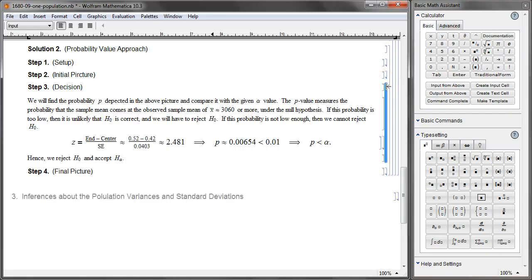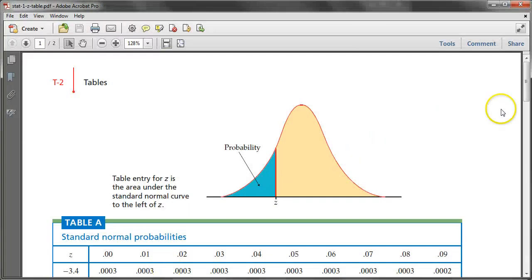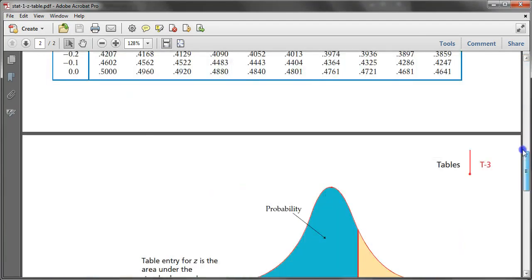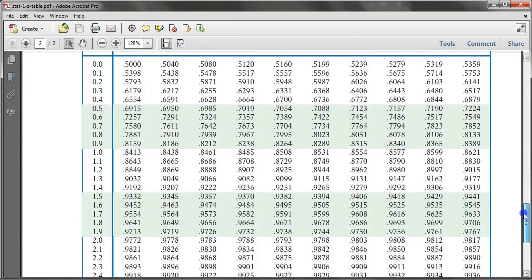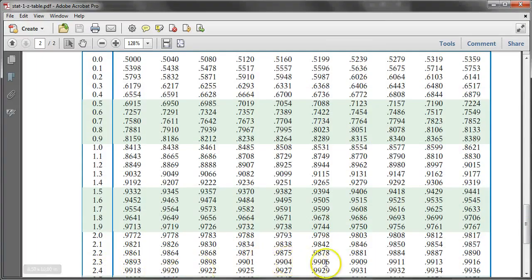Now, how do we calculate the probability of that red region? The same thing: x bar minus center over SE. So this is 0.52 minus 0.42 over the standard error. Calculate the z-score, we end up with 2.481 approximately, and look up the z-table. 2.48. Where is 2.48? 2.4 and 8. 0.9934 approximately.